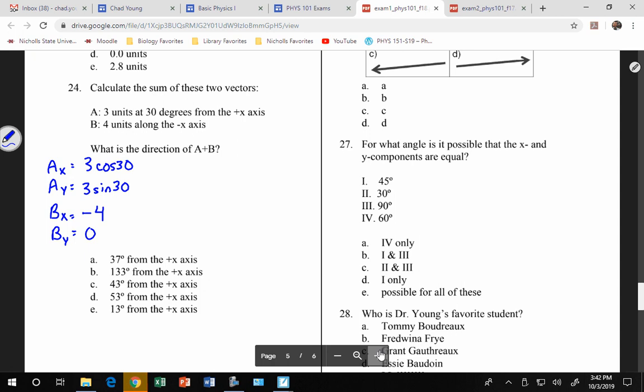In fact, your vectors will be the same. You have one that's off-axis and one that's on-axis. This is 2.6. This is 1.5, -4, and 0. Now, if A plus B is equal to R, you have to find Rx and Ry. Rx is AX plus BX. That's 2.6 plus -4. Ry is 1.5 plus 0.